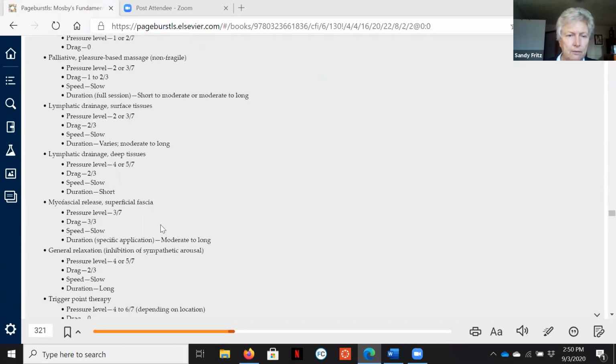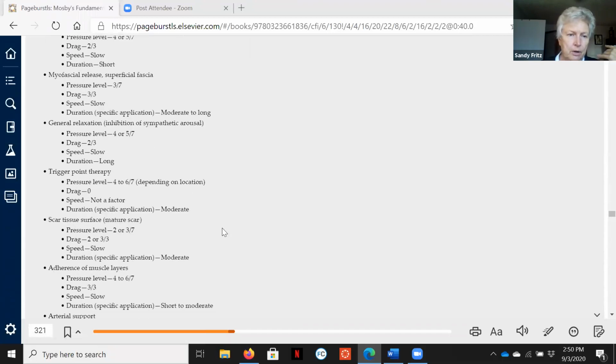Conversely, if we're thinking about trying to slide the superficial fascia, we're probably going to have a pressure level of 3. 7 would be really maximum. 3, 4, 5, and then we're going to have to drag that tissue with us, and it's going to stop. There's a limit to how much tissue can slide back and forth. So that'd be a lot of drag. The speed would be slow. And how long we are on a spot, an area, is moderate to long.